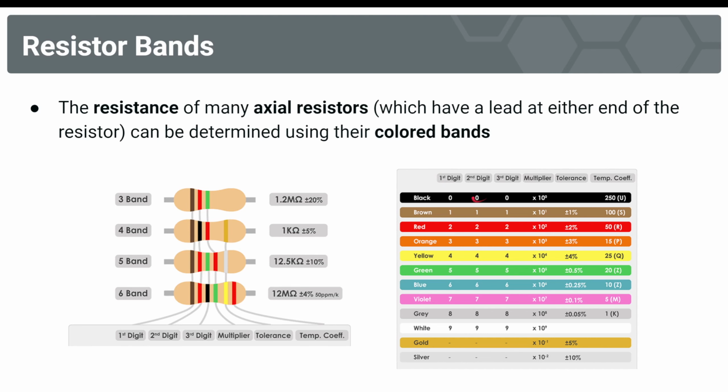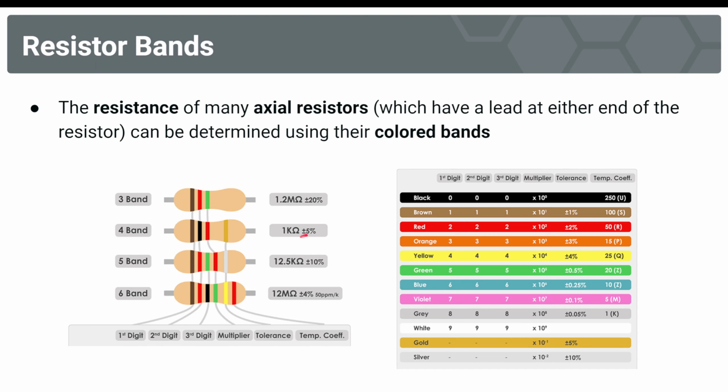Second digit is black or 0. The third band is the multiplier. That's red. So if we go over and look at our chart again, we see that's 10 to the power of 2. And so if we take our digits, combine them, and multiply them by their multiplier, we get 10 times 10 to the second, which is 1 kiloohm.